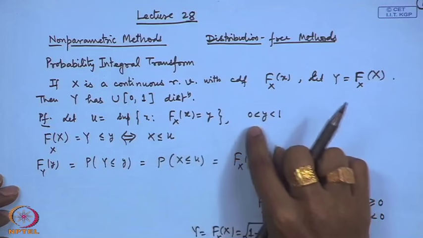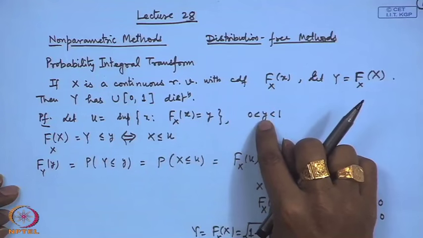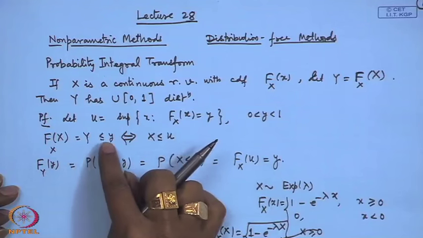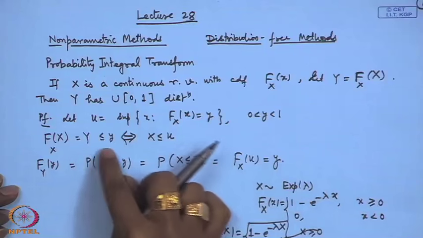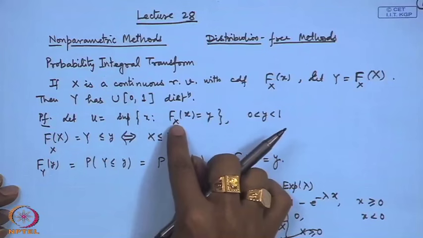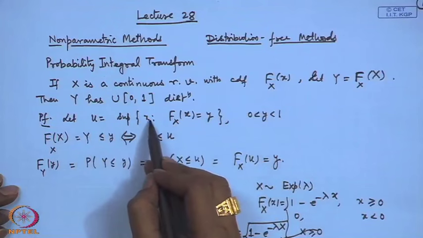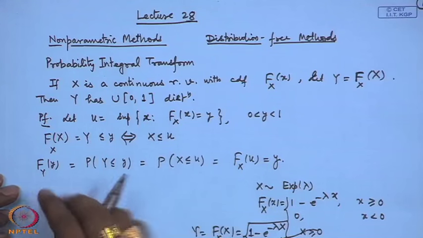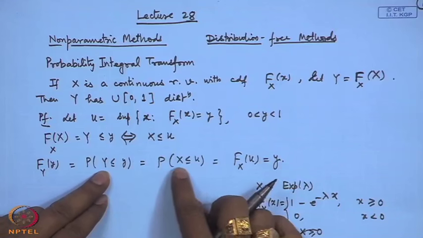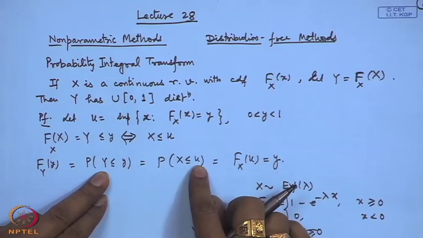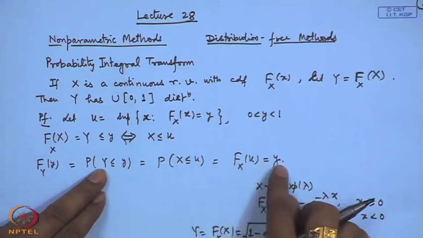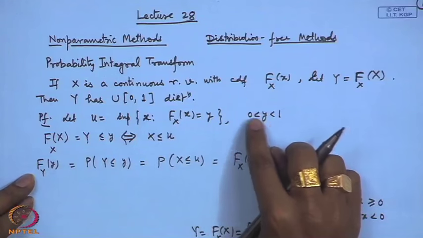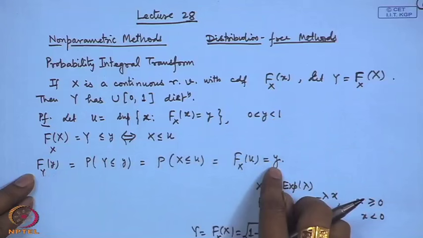So, what we are getting is that if I am considering a y, a point between 0 and 1, then capital Y less than or equal to y is equivalent to X less than or equal to u, because u is the supremum of this set of values for which F_X(x) is equal to y. So, probability of Y less than or equal to y is the same as probability of X less than or equal to u. So, that is F_X(u), and that is equal to y. So, we have proved that for y between 0 and 1, F_Y(y) is equal to y.